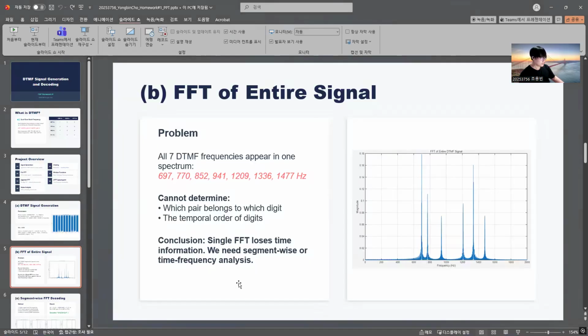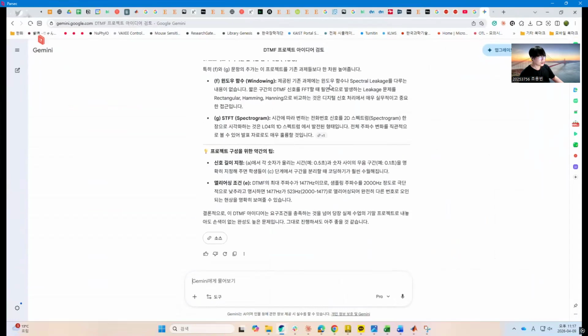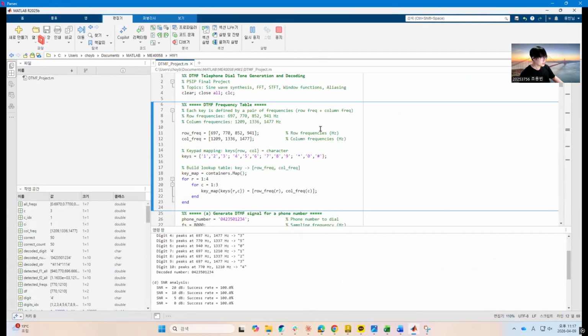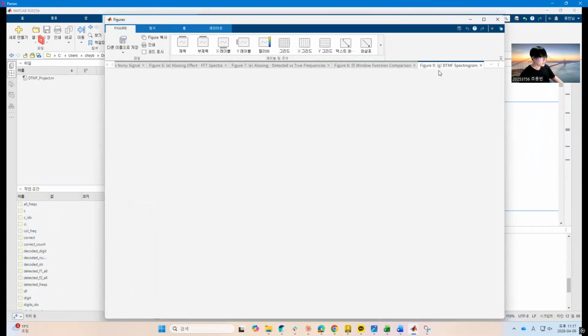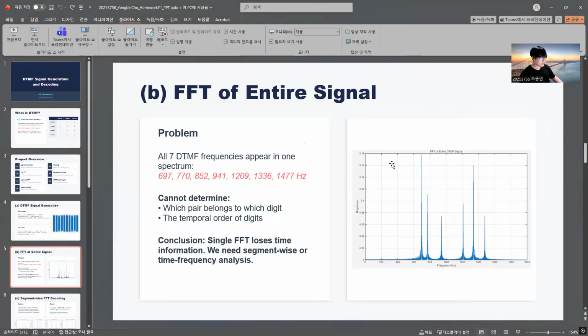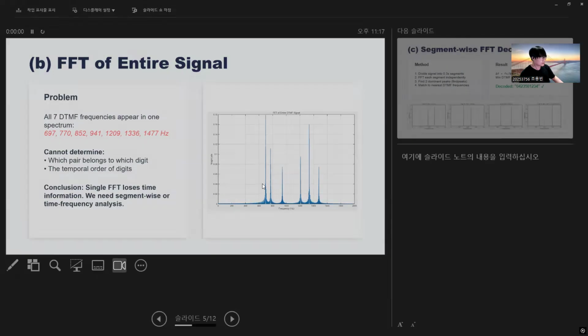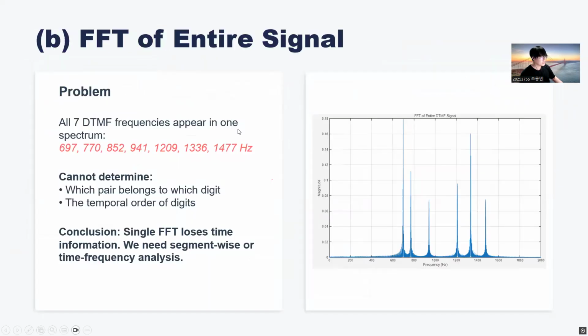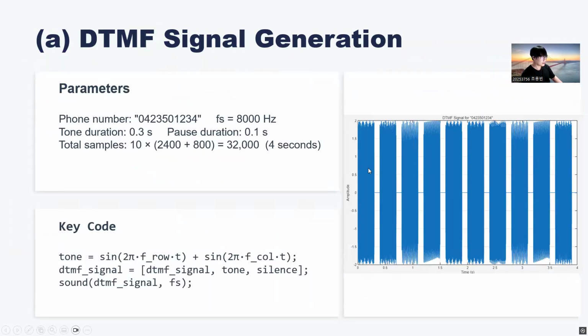So we look at the sound wave, so you can hear the sound that DTMF makes.